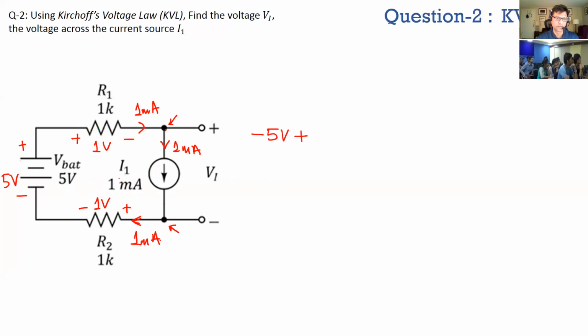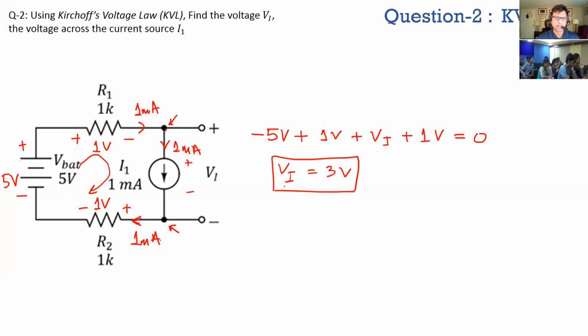So if you go around the loop in this direction, it's minus 5 volts plus 1 volt. Let's say VI is actually already given. This is the direction. So plus VI plus 1 volt is equal to 0. So VI is 5 minus 2, that's 3 volts, right? So it's a very simple KVL equation.